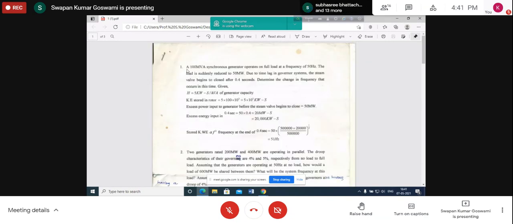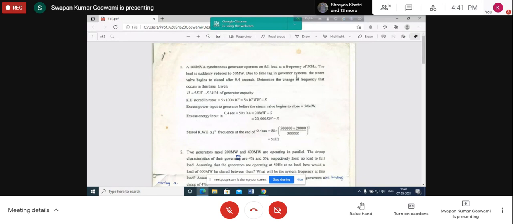Very simple problems. A 100 MVA synchronous generator operates on full load at a frequency of 50 Hz. At full load, the frequency of operation is 50 Hz. The load is suddenly reduced to 50 megawatt. So when 100 megawatt is the load, the frequency is 50 Hz, and now the load is suddenly dropped to 50 megawatt.